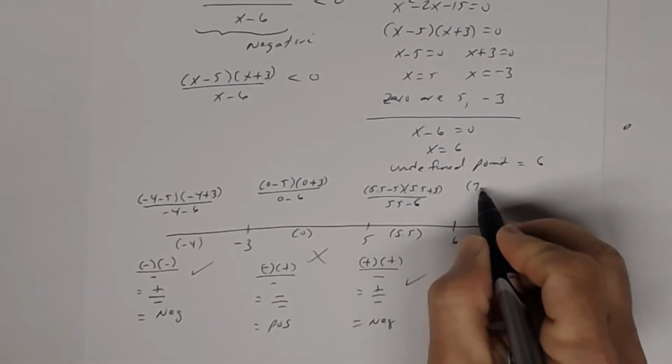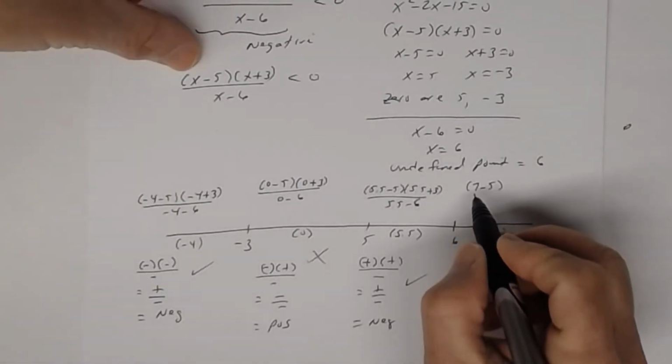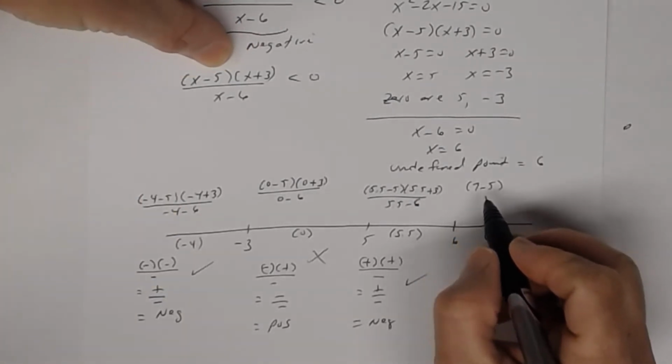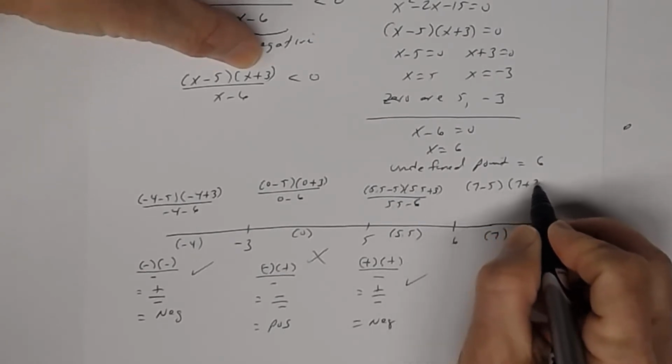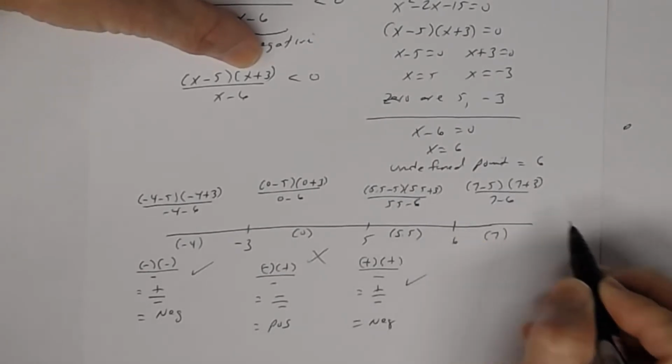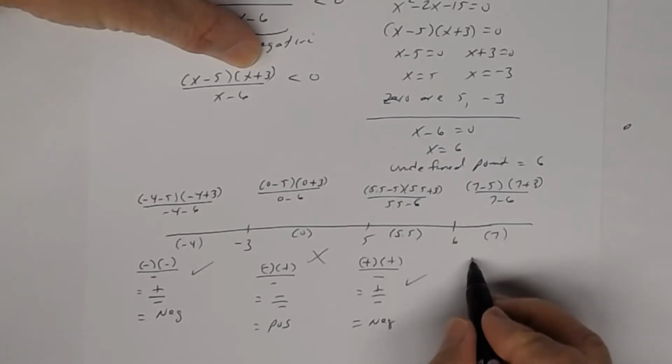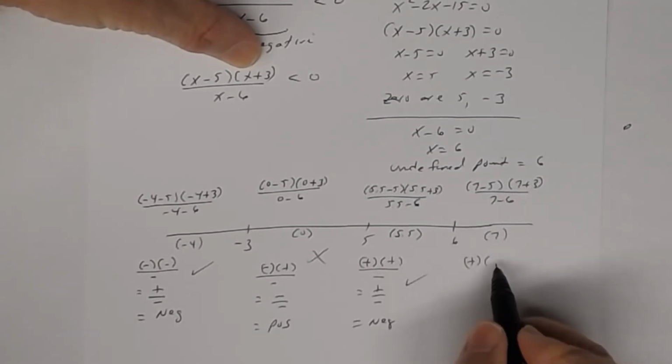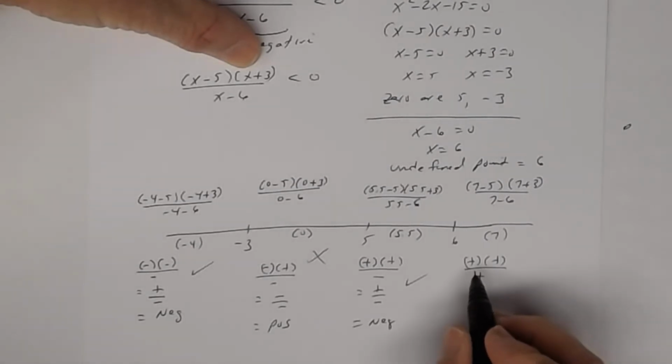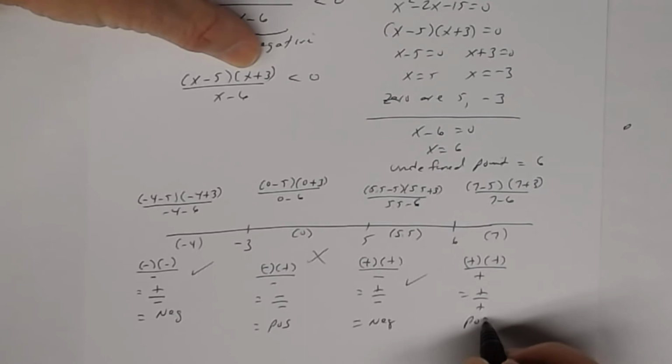So we have 7 minus 5. Remember, all I'm doing is substituting back into this factor part. Times 7 plus 3, divided by 7 minus 6. 7 minus 5 is positive, it's positive 2. 7 plus 3 is 10, it's positive. 7 minus 6 is 1. That's positive. So a positive times a positive is a positive. Positive divided by positive is a positive.